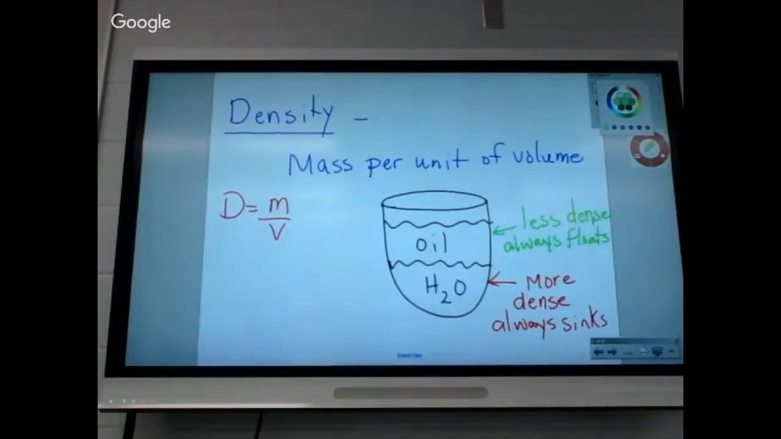Sounds fabulous. All right, so anything that's less dense is going to float. Anything that's more dense is always going to sink. So when you get thirsty on the way home and stop at McDonald's and get a soft drink, where's the ice going in your drink? To the top. So what do you know about the ice? It's less dense. And if they have the same density, they're going to mix.